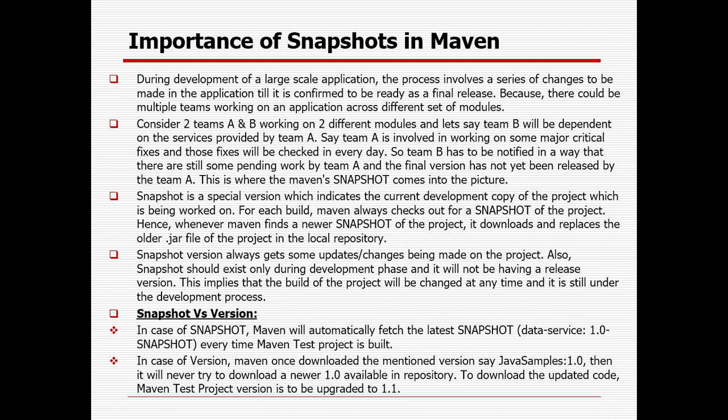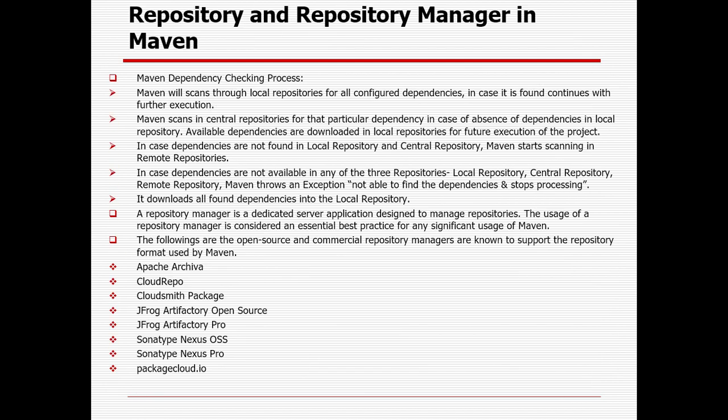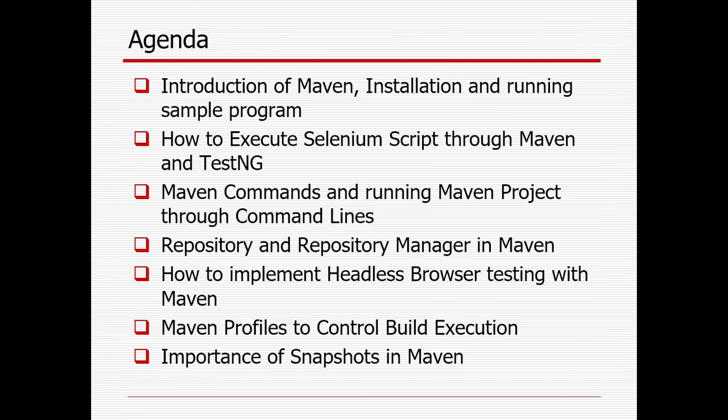But in case of a snapshot, when you commit the code, it will automatically be updated in the snapshot version, and your code also reflects that some changes have been made. You can be notified. So that is the important difference between the snapshot and the version, the release final version.